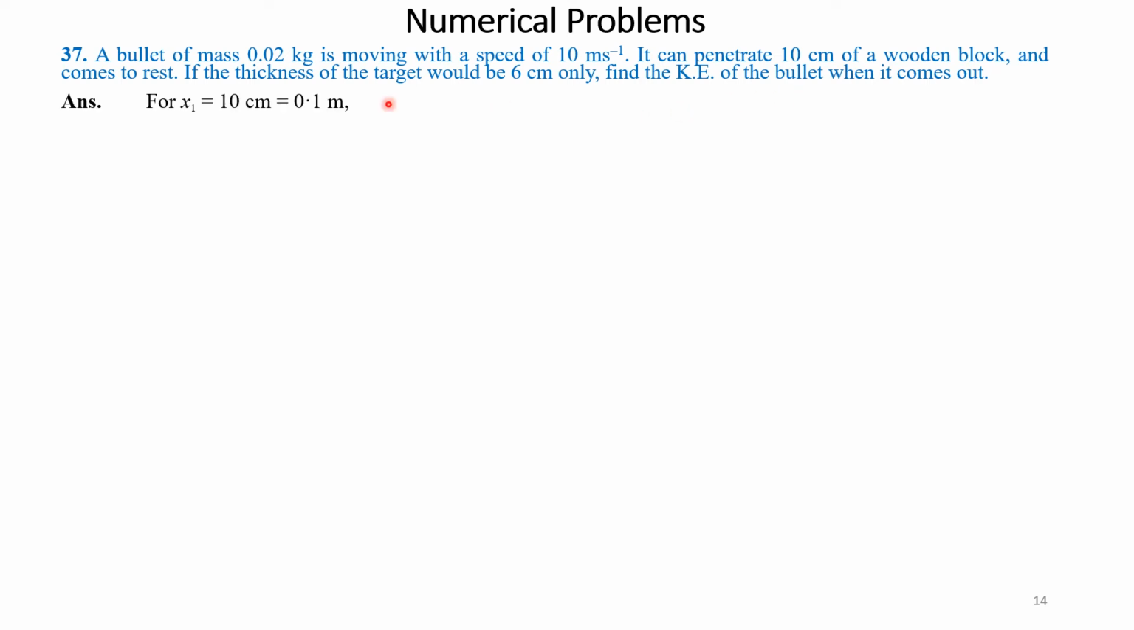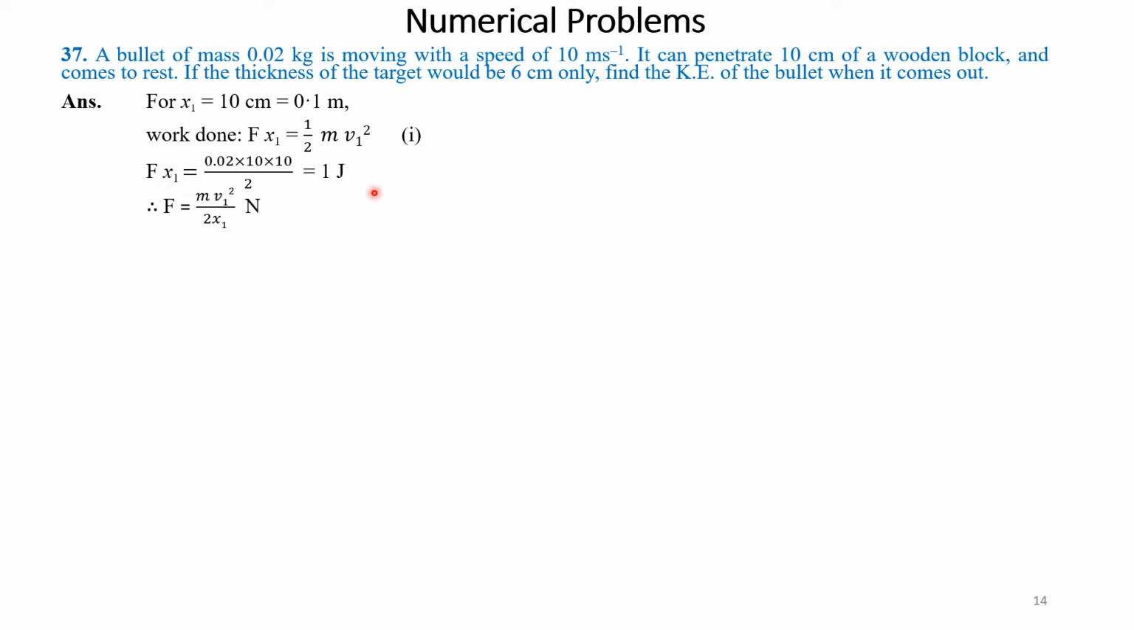Let us answer it. Let x1, the initial thickness, be 10 centimeters, that is equal to 0.1 meters. Penetrating this, the work done in the first case is F into x1 is equal to half m v1 square. That is, work done is equal to kinetic energy on the right hand side. Therefore, Fx1 is equal to, putting the value of mass as 0.02 kg and v as 10 meters per second, divided by 2. So that is equal to 1 joule. So work done is 1 joule.